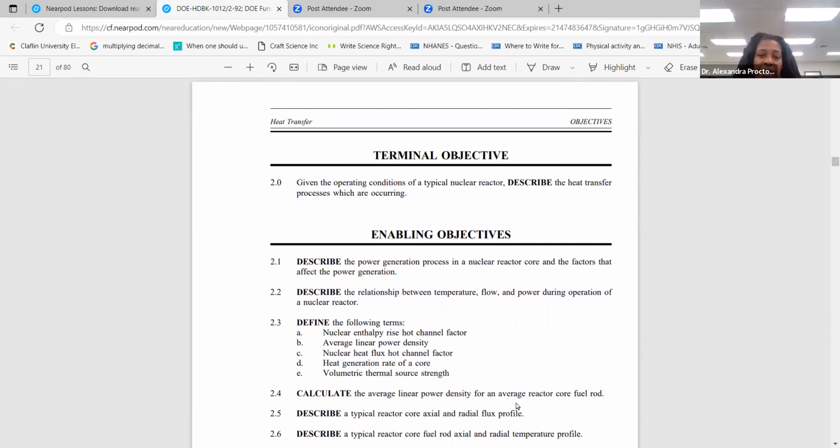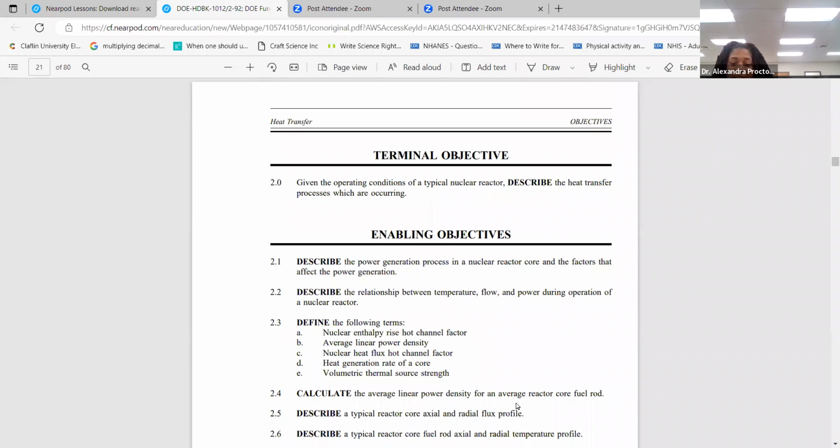And then given the operating conditions for a typical nuclear reactor, we're going to describe the heat transfer processes that are occurring. We're going to describe the power generation process in a nuclear reactor core and the factors that affect power generation. We're going to describe the relationship between temperature, flow, and power during the operation of a nuclear reactor. We're going to define nuclear enthalpy rise hot channel factor, average linear power density, nuclear heat flux hot channel factor, heat generation rate of a core, and volumetric thermal source strength.